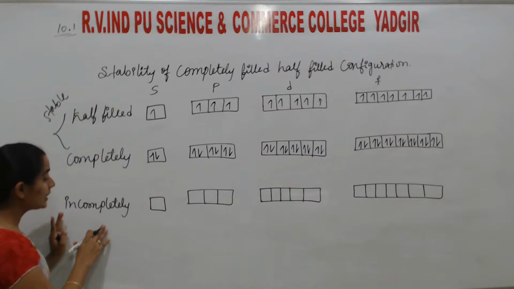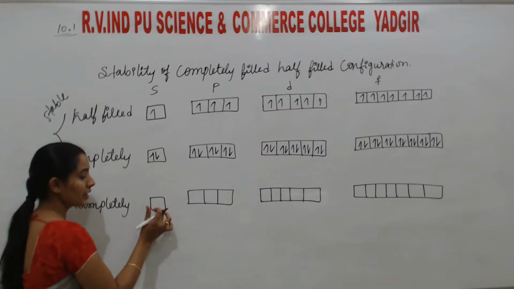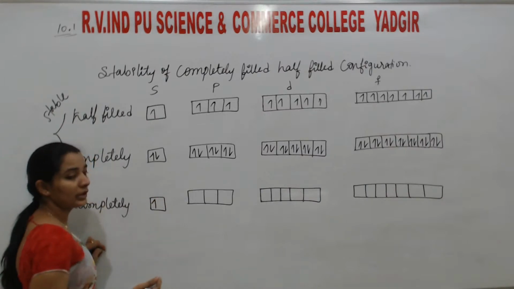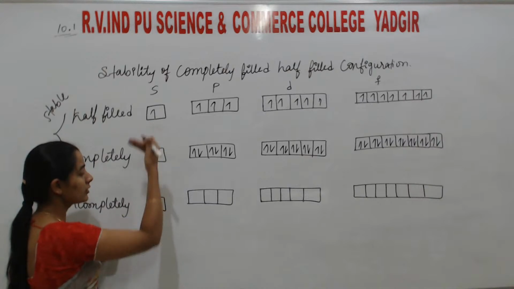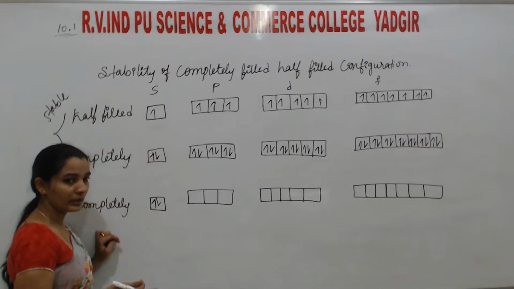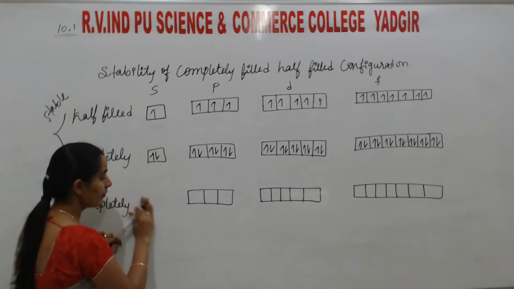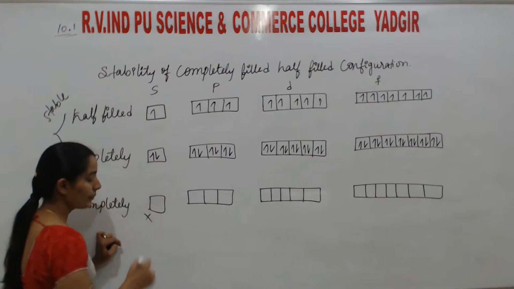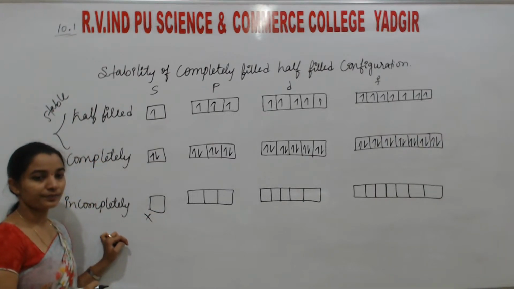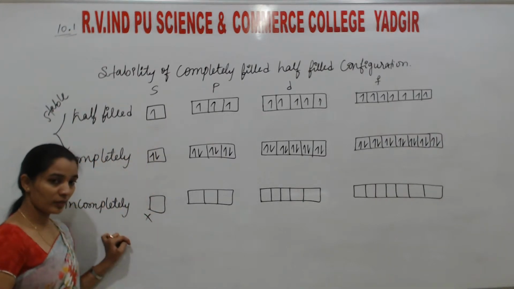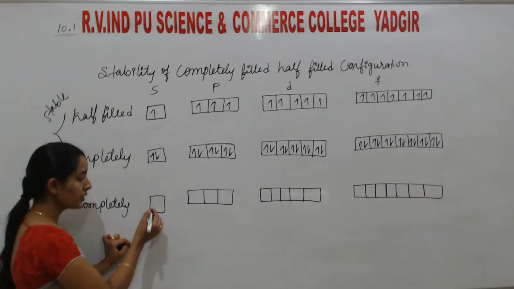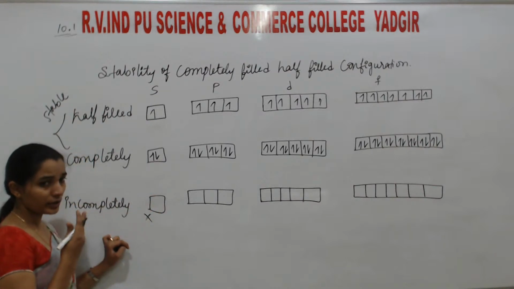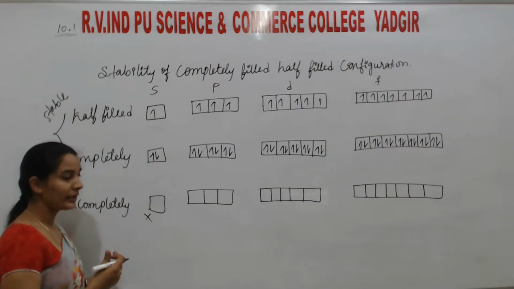Understood? So students, incompletely filled. Of course, in s orbital there is no incompletely filled. If one electron is there, that is half-filled. If two electrons are there, that is completely filled. One is half-filled, another is completely filled.